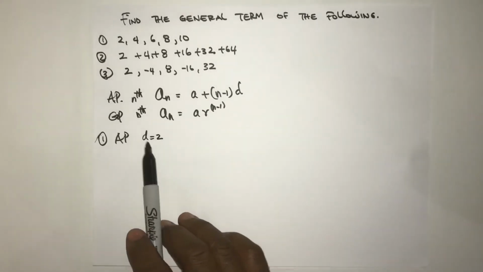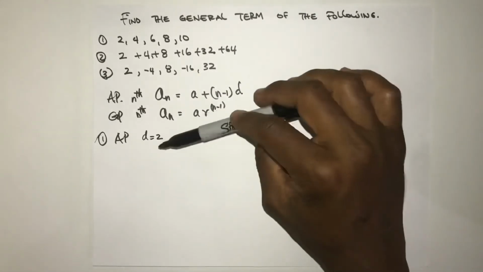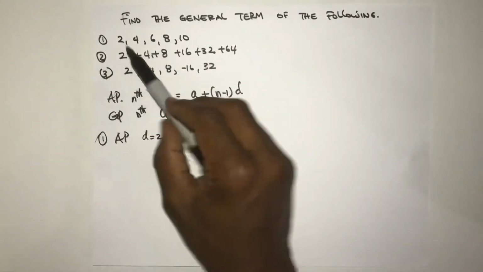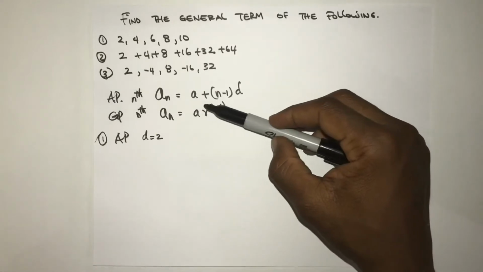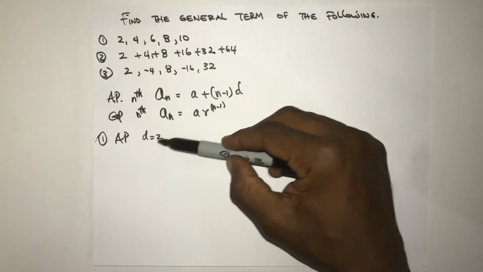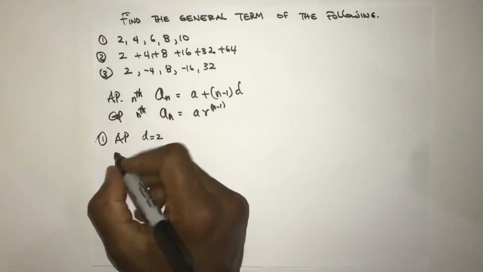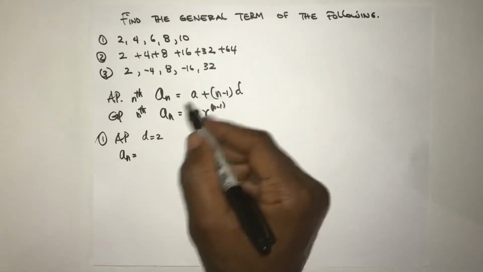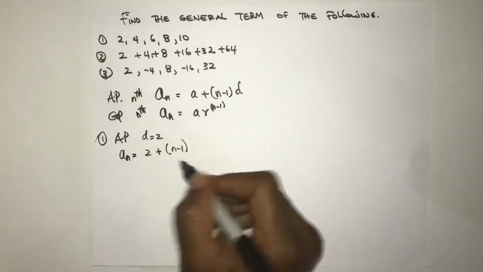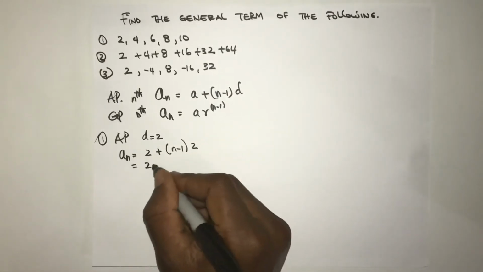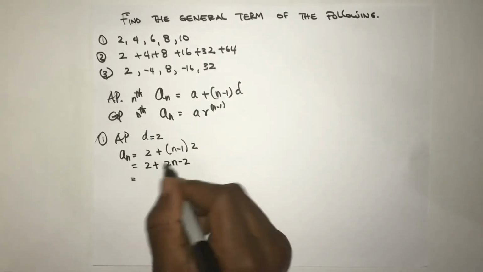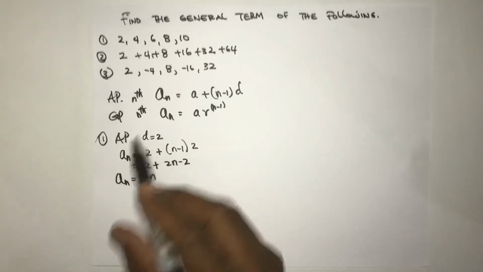So we have 2, which is the common difference. We have the formula that governs the nth term of an AP, and we have the first term, which is a. So within this formula, we can use these variables to write a general formula for the nth term. And this will be an equals first term, which is 2, plus n minus 1 times the common difference, which is 2. This would be 2 plus 2n minus 2, and this is indeed 2n. So an equals 2n.